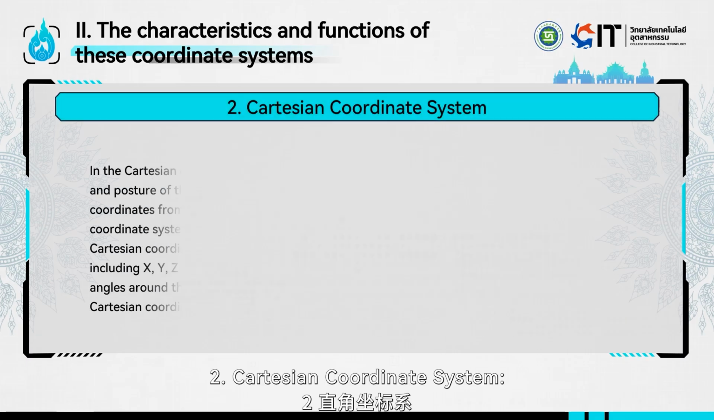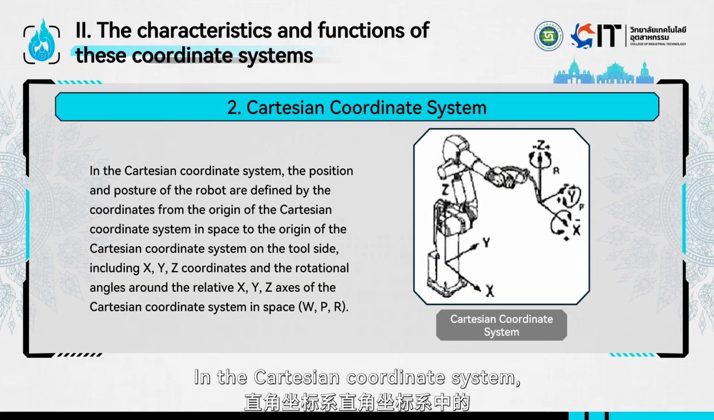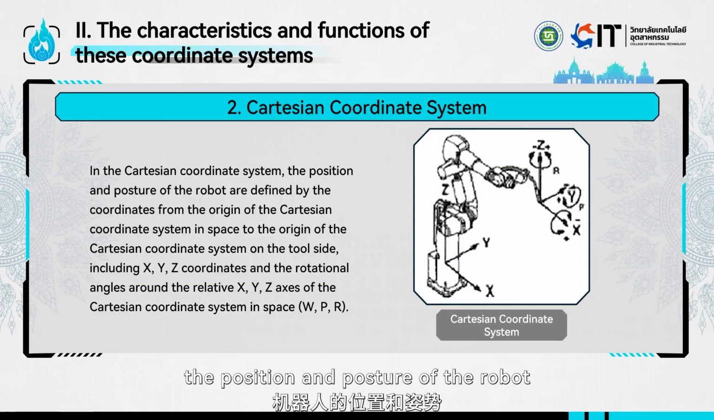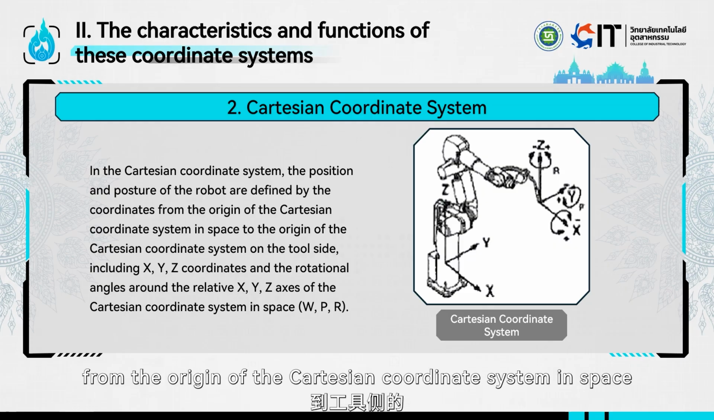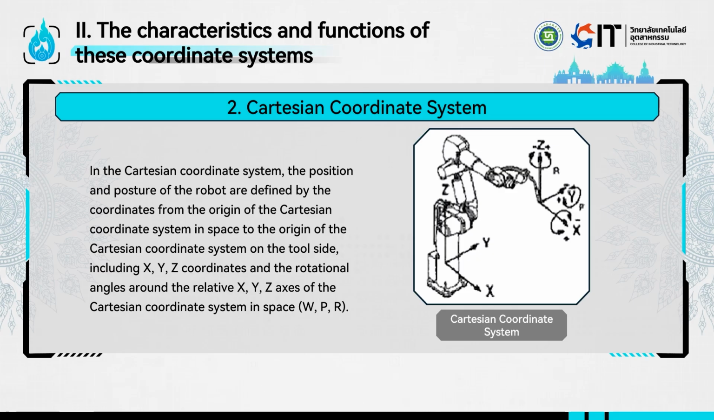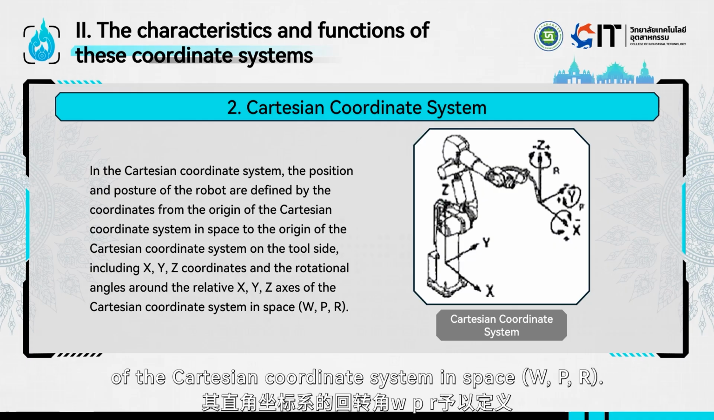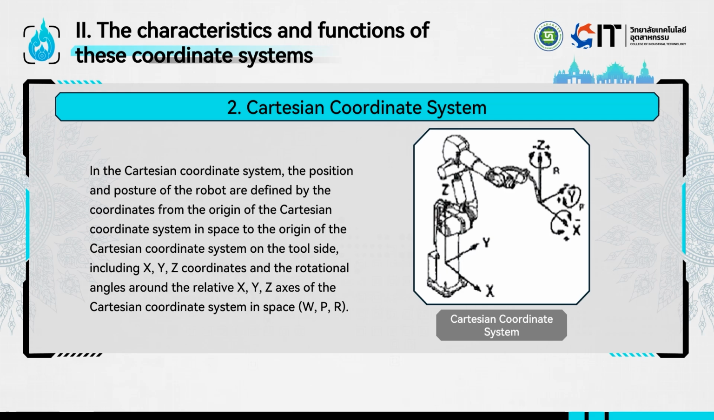2. Cartesian coordinate system. In the Cartesian coordinate system, the position and posture of the robot are defined by the coordinates from the origin of the Cartesian coordinate system in space to the origin of the Cartesian coordinate system on the tool side, including x, y, z coordinates and the rotational angles around the relative x, y, z axes of the Cartesian coordinate system in space, w, p, r.